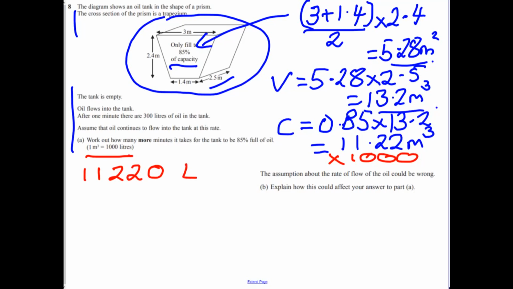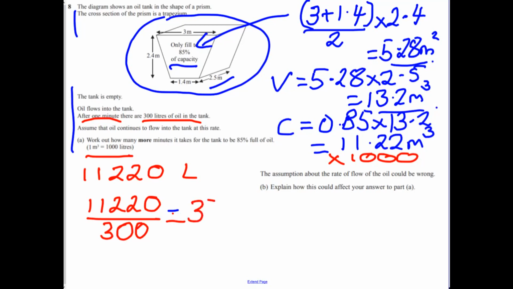Now let's make sense of what it tells me here. It says after 1 minute, so this is telling me about the flow rate. After 1 minute, there are 300 litres of oil in the tank. So I want to see how many minutes it takes. All I need to do is divide 11,220 by 300, that will tell me how many lots of 300 go into that. That's how many minutes effectively it's going to take.